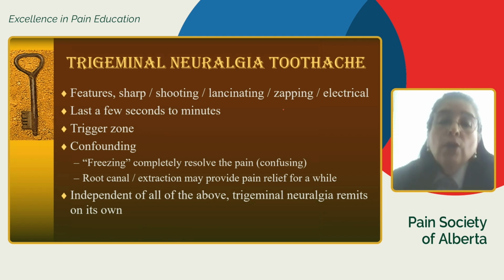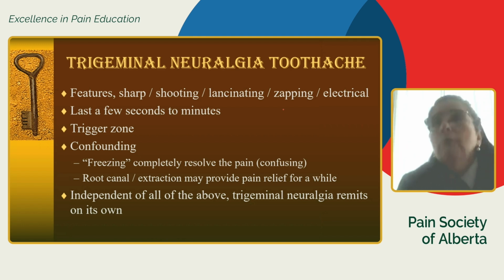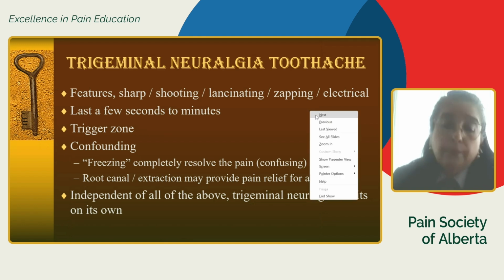So trigeminal neuralgia, as in the last point I mentioned here, independent of all of the above, may remit on its own. So it may be present for a period of time, and then with no further action, no real cause, the pain will resolve, the pain will disappear. And so people feel that everything is fine. And sometimes it comes and just doesn't go away, right? And this type of condition is usually managed with medication.